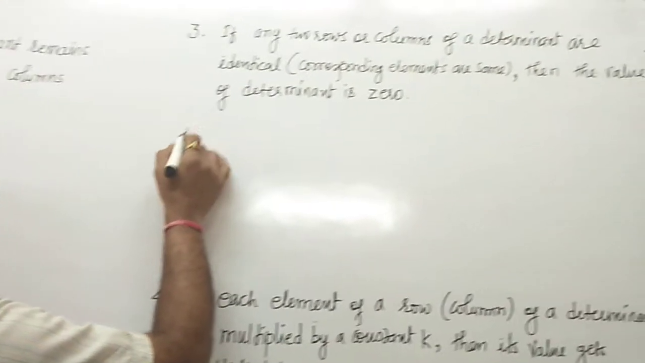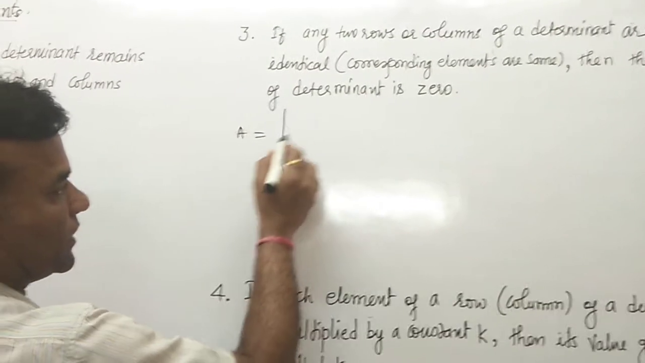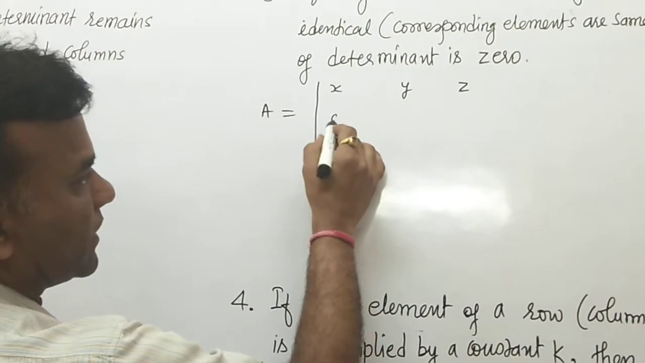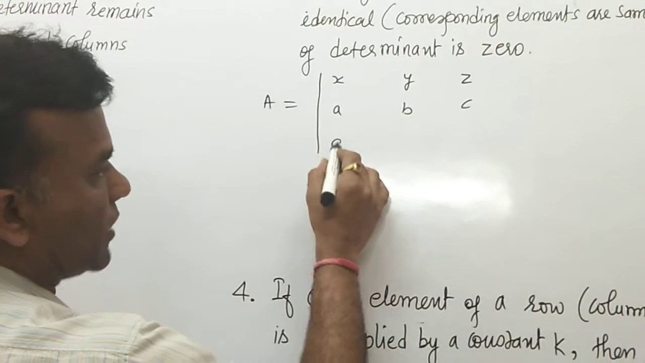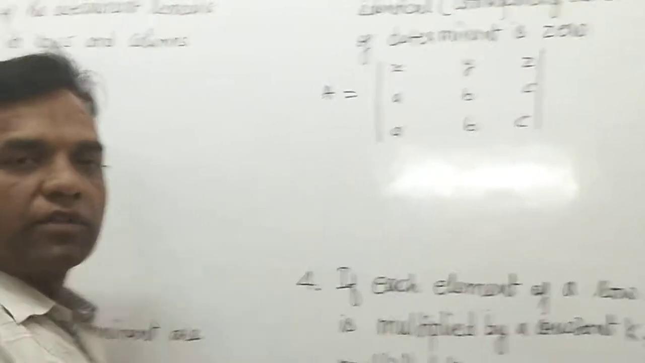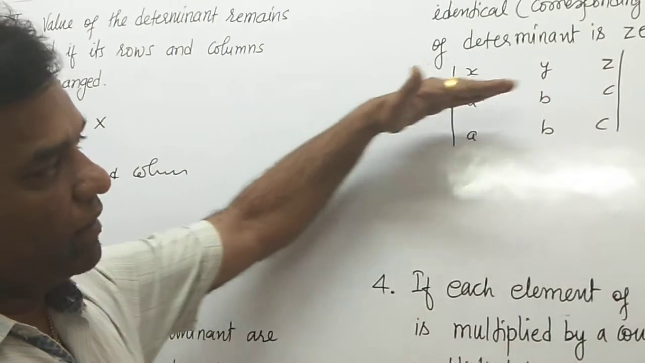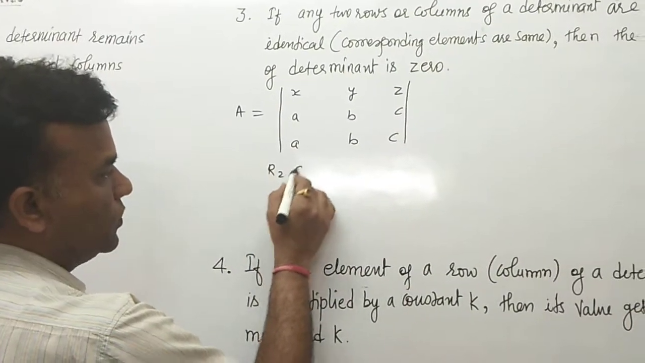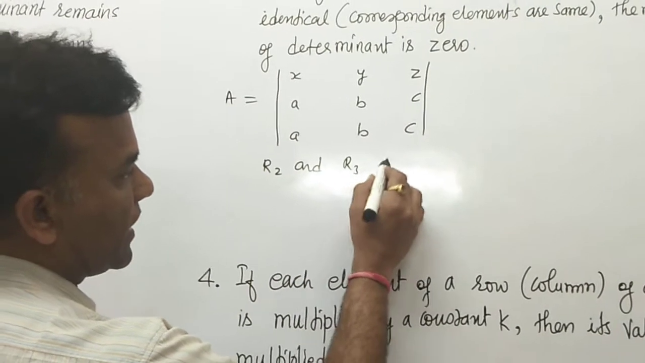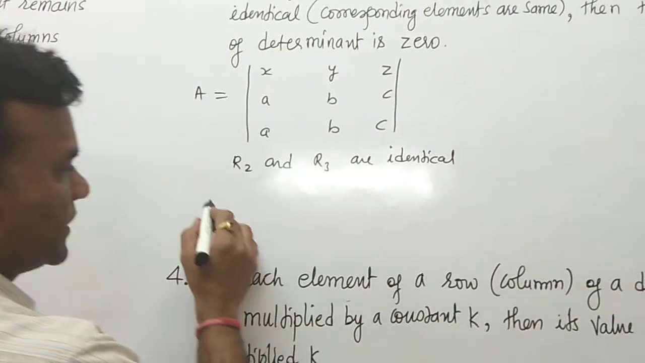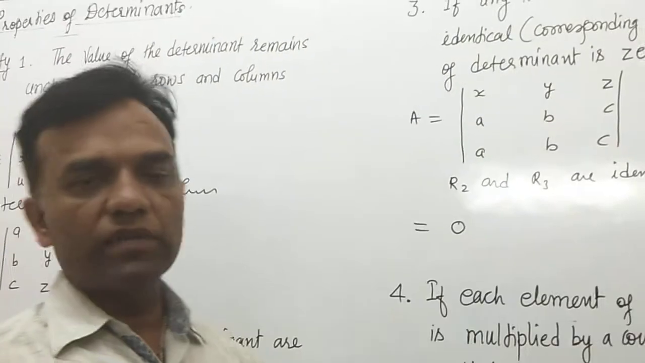For example, suppose we write down a determinant with x, y, z here and a, b, c here, and you also write down a, b, c here. Then R2 and R3 both have the same elements, R2 having a, b, c and R3 also having a, b, c. It means R2 and R3 are identical. By this property, you write down the answer is 0, without any solving.